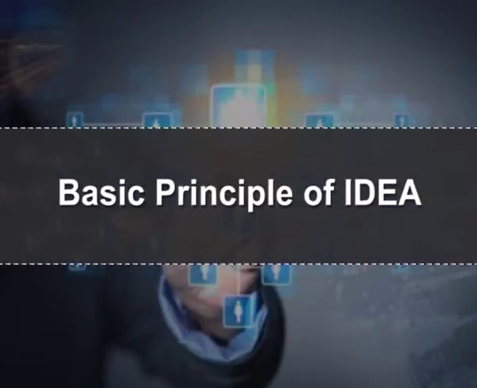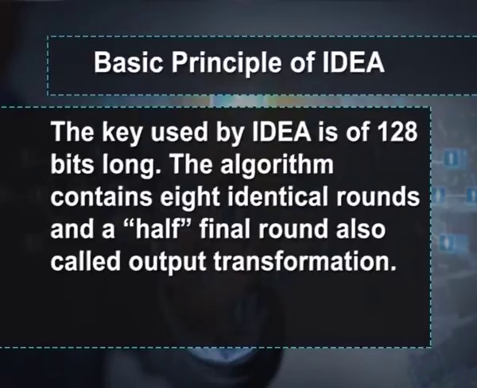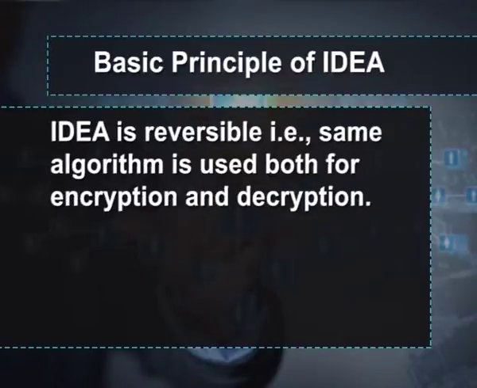Next, we are going to discuss the basic principle of IDEA. As we know that IDEA is a block cipher like DES, it also encrypts a 64-bit block of plain text. The key used by IDEA is 128 bits long. The algorithm contains 8 identical rounds and a half final round, also called output transformation. IDEA is reversible, that is, the same algorithm is used both for encryption and decryption.